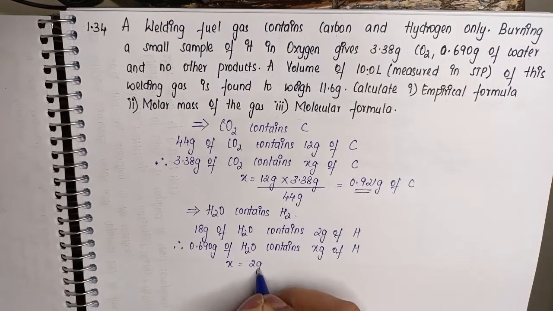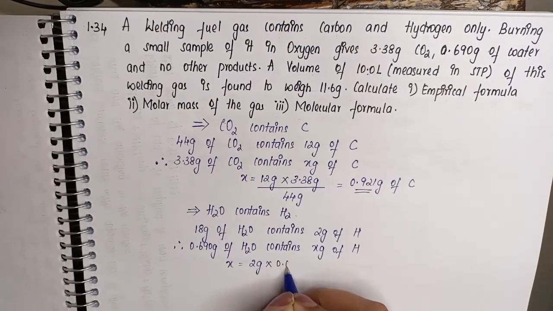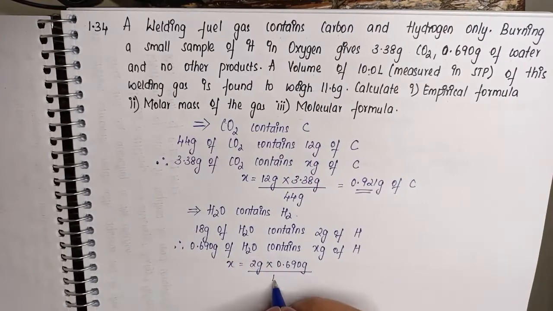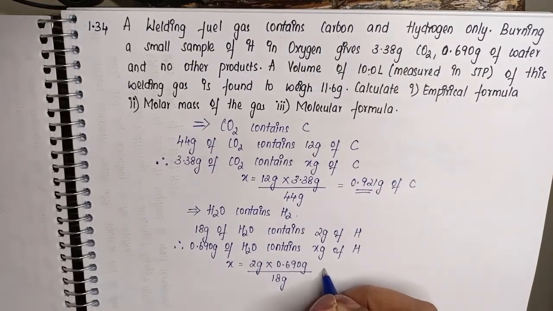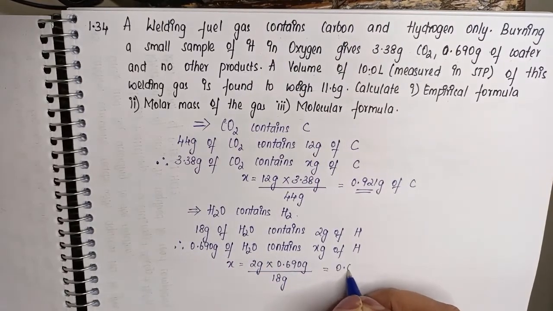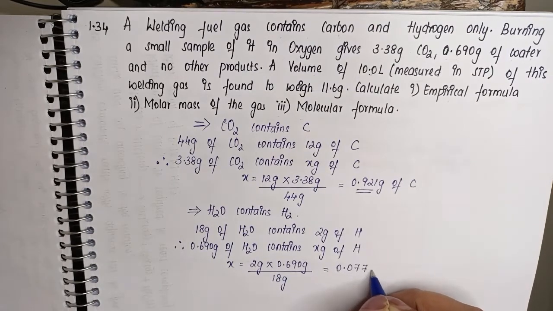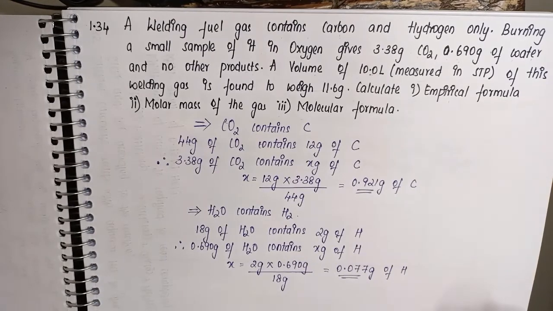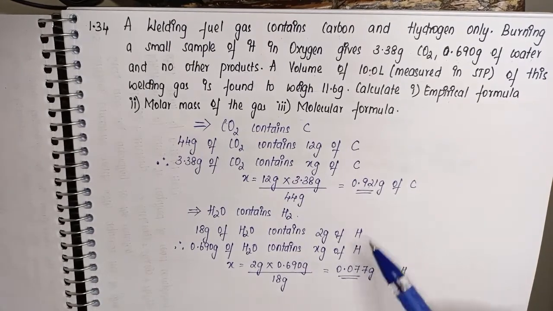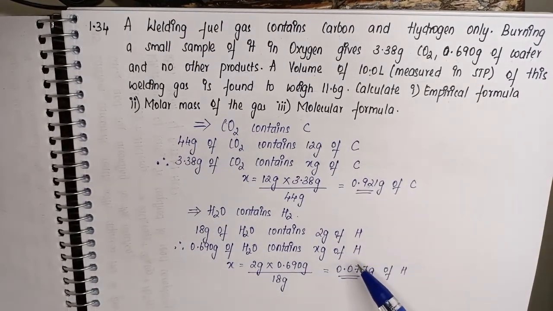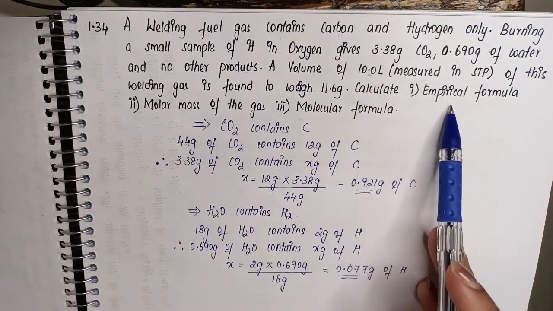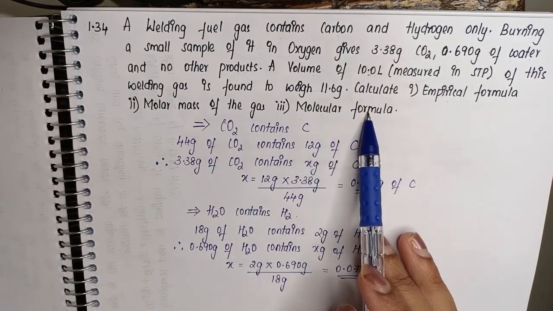So here if I just cross multiply these values, I should get the value here. So 2 grams into 0.690 gram divided by 18 grams. When I simplify this, I will get 0.077 grams of hydrogen. So now we have the gram values. It is easy for us to convert this into percentage so that we can use those percentages in the calculation of the empirical and molecular formula.